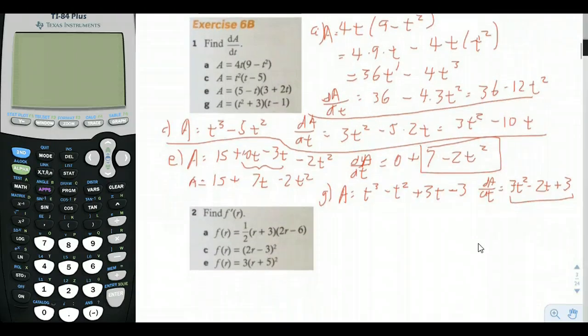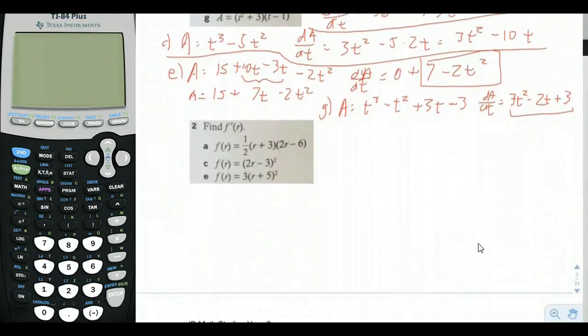Okay, now number 2. Find f prime of r. Okay, notice how they're changing the variable constantly. It doesn't matter. Remember that any kind of variable that you're differentiating by, you treat it the same. So again, let's start with A. And first we're going to multiply everything out using FOIL because we don't know how to take the derivative of a product. So it's going to be 1/2 times everything.